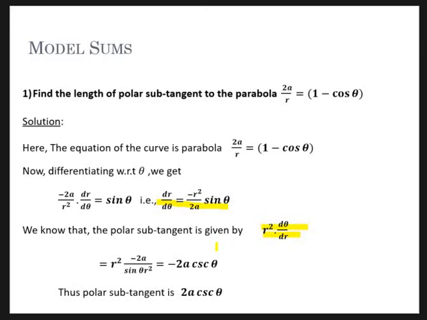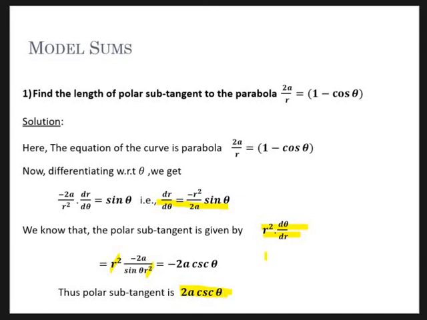Hence r square into d theta by dr is r square into minus 2a by sin theta into r square. By simplifying this, r square and r square get cancelled. So it is minus 2a by sin theta. Minus 2a by sin theta is nothing but minus 2a cosecant theta. Thus the polar subtangent is 2a cosecant theta. Always the distance is taken as a positive value. Therefore the polar subtangent is 2a cosecant theta.